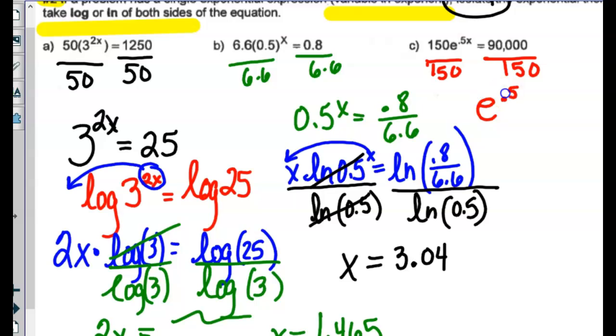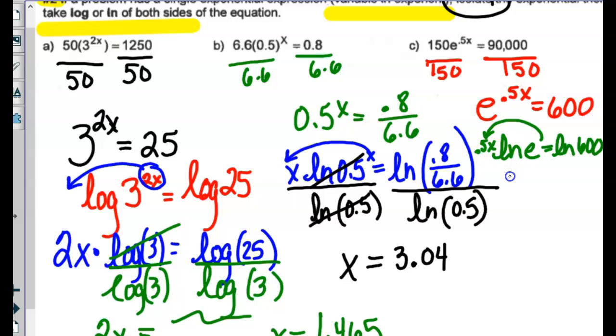e to the 0.5x equals 600. If it doesn't go in nicely, I would have probably just left it so that I didn't round yet. But now if I take the ln on both sides, I have ln e to the 0.5x, which I'm going to move out front. But what is ln of e, guys? You're going to save yourself a whole bunch of time if you know that ln of e is just 1. So all we're really left with is 0.5x equals ln of 600.